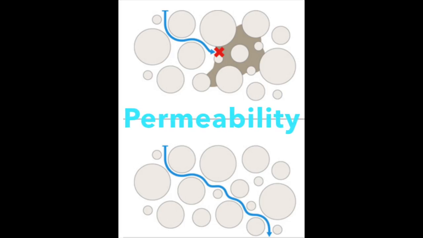Permeability is the amount of time it takes for water to flow through the rock or sediment. This depends on if the pores are connected or not and how large the pore spaces are. Water will flow easier and faster through connected, larger pores, such as the path on the bottom of this picture.